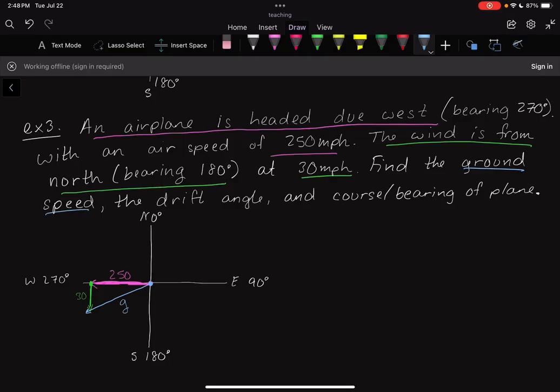Really what it is, it's the other side of our triangle. It's the missing side of our triangle. The drift angle is how far between where the plane was trying to go and where the plane actually went. So drift angle is always going to be the inside angle between where your plane was trying to go and where the plane actually went. So it never touches the wind. It's always going to be across from the wind.